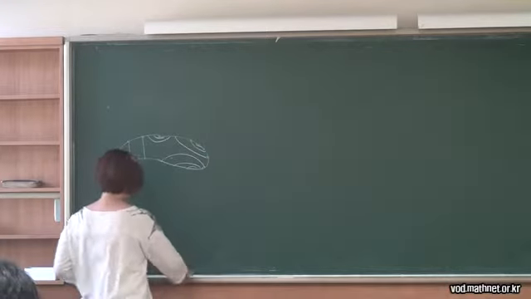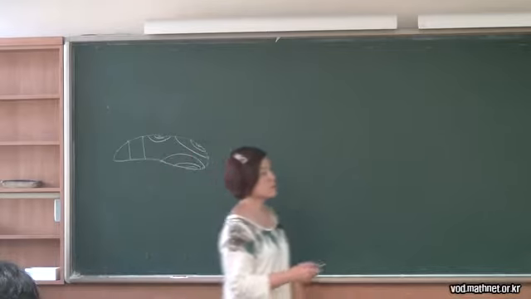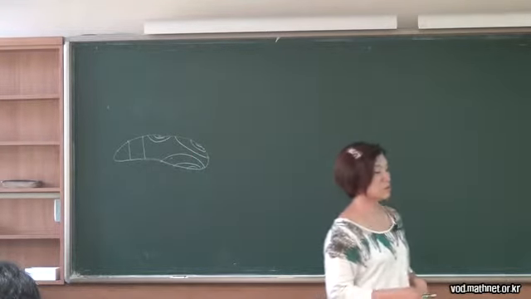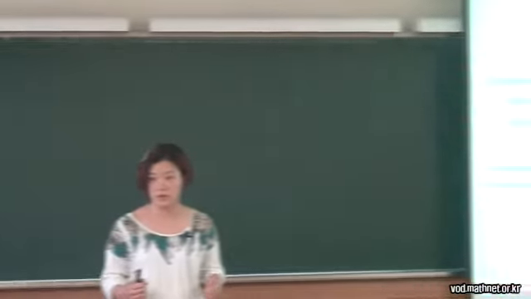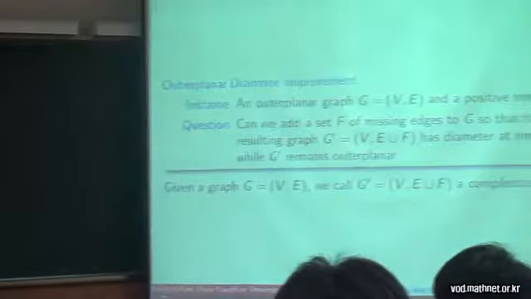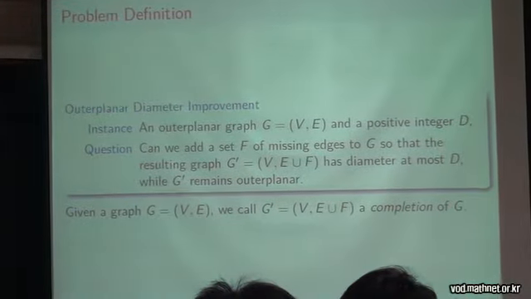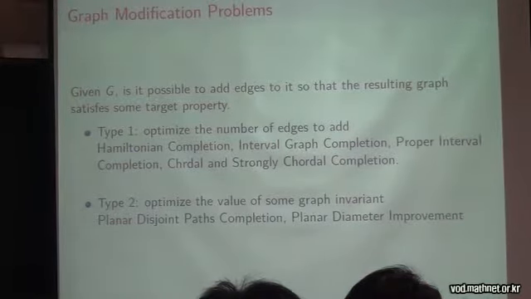In diameter, okay, diameter is the maximum over all distances between two vertices in the graph. So I'll define it again later. Okay, we can understand this problem as part of the graph modification problem tradition.